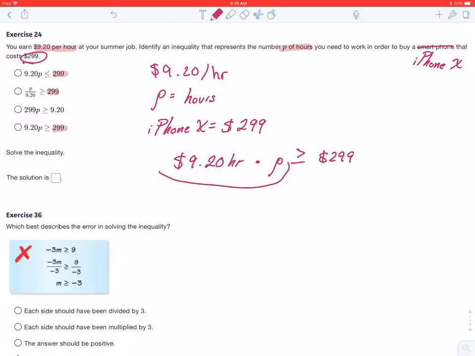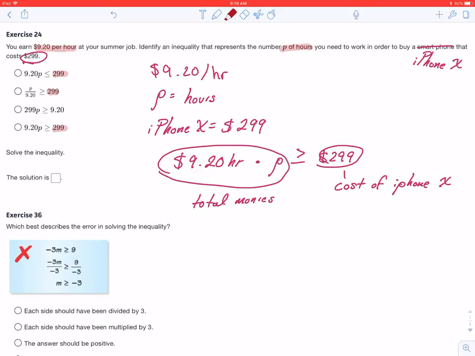And we want to point the mouth towards this because this represents the total monies. Well, $299 represents the cost of the iPhone X. And we want our total monies to be either greater than or equal to the cost of the iPhone X. And so that's why, out of all these options, we would want to choose the one that looks similar to ours, which is this option right here, the fourth one. And then I'm going to go ahead and let you solve out the inequality on your own. So just remember your division skills when dividing decimals. I did the first part for you. I'm going to let you do the second part on your own.